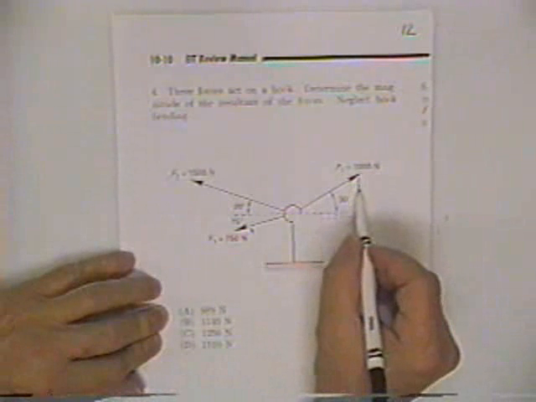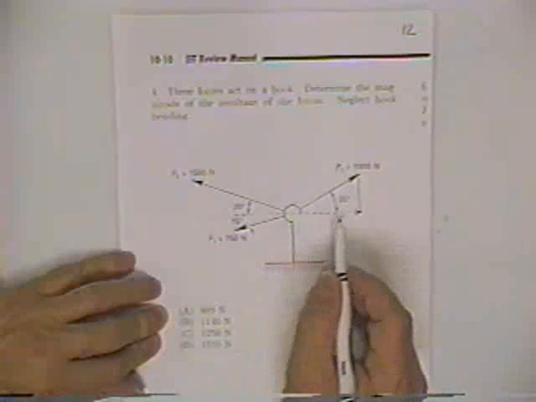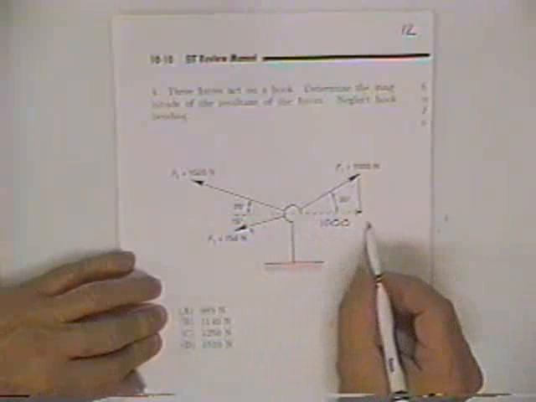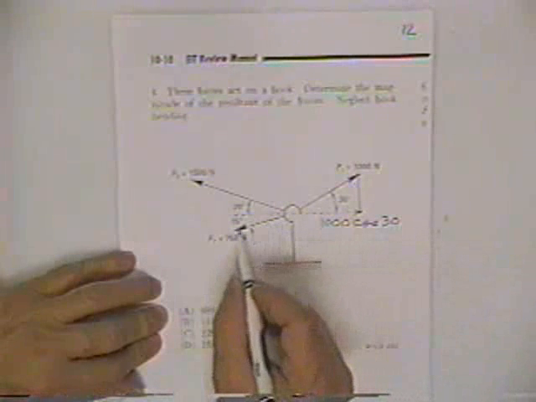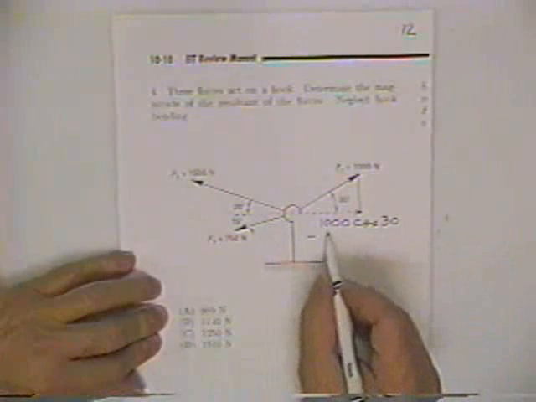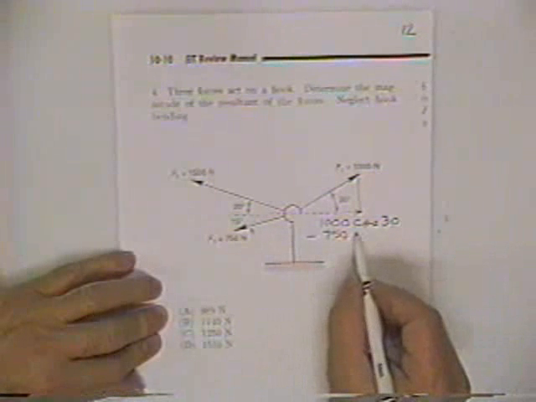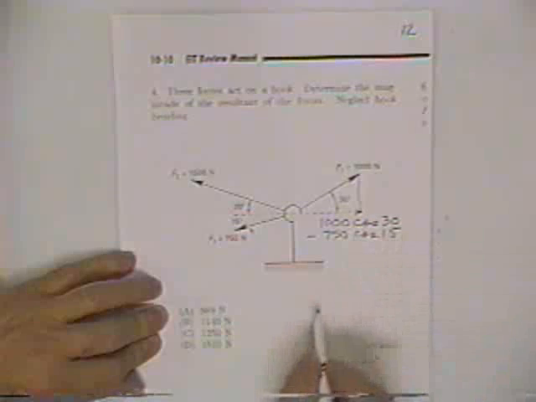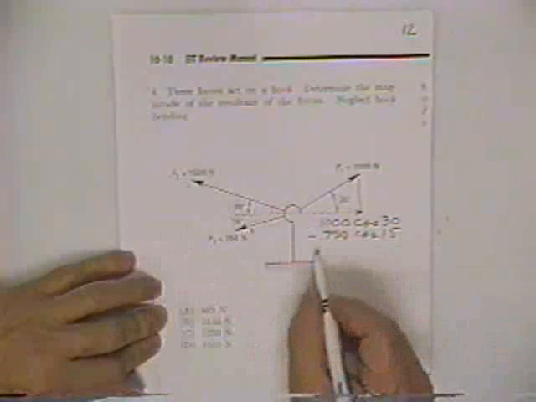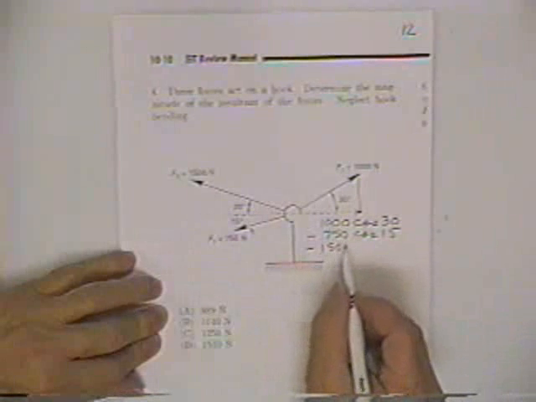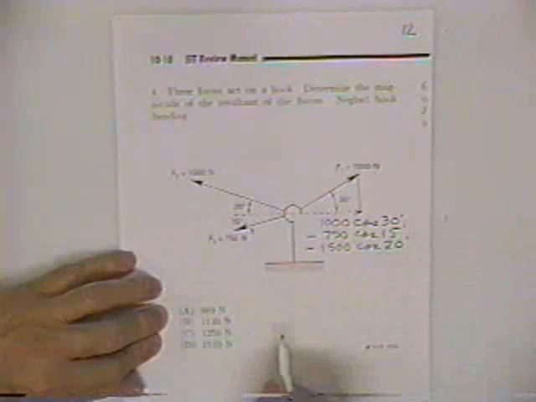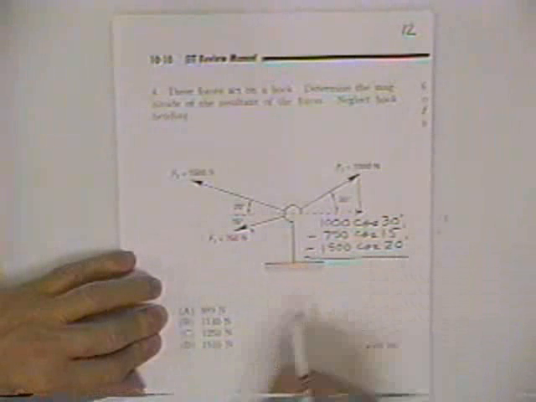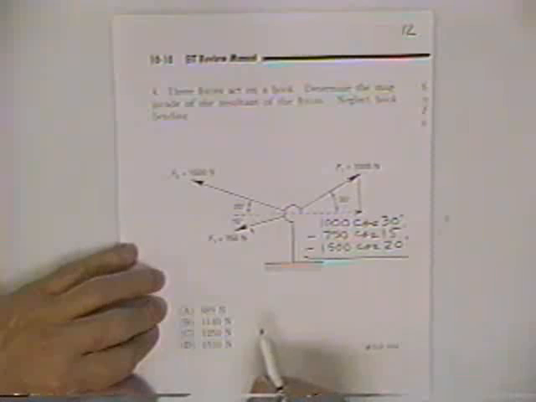To get that, you'd multiply 1,000 times the cosine of 30. From that, you would subtract, because it's going to the left, 750 times the cosine of 15. From that, you would subtract 1,500 times the cosine of 20, and you'd sum all those 3 horizontal components, and that would give you the horizontal component of the answer.